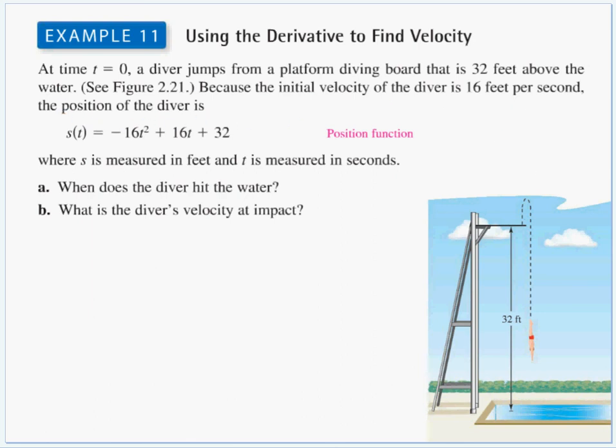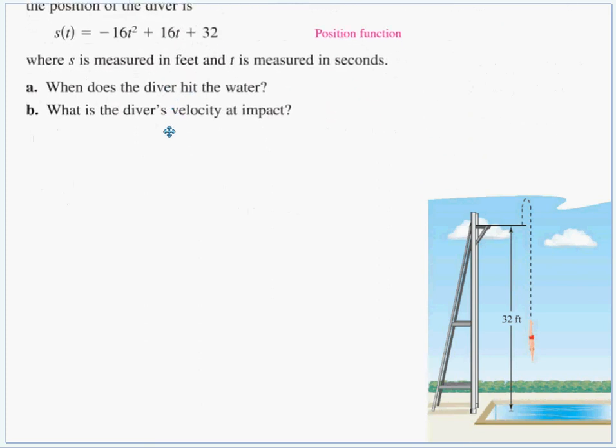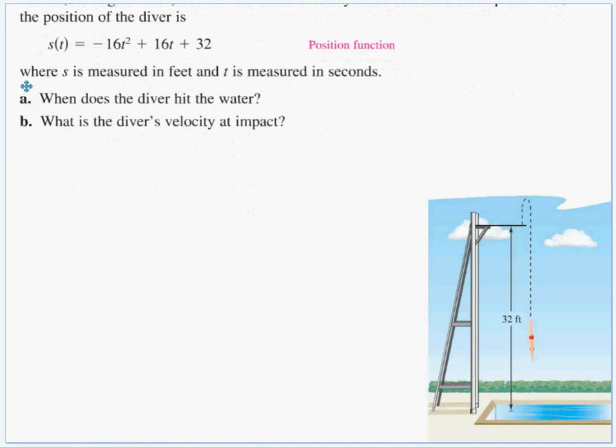Here would be his position function. The negative 16t squared tells us we're on Earth. The positive 16 attached to the t tells us he is initially moving up at an initial velocity of 16 feet per second. And here is the height of the board above the water. So all those pieces fall into our position function. And now we can answer a couple of questions. s is measured in feet. Time is measured in seconds.